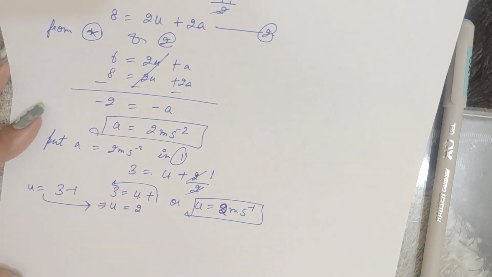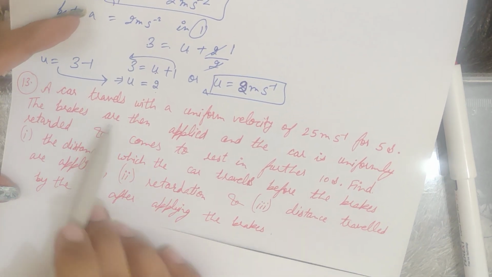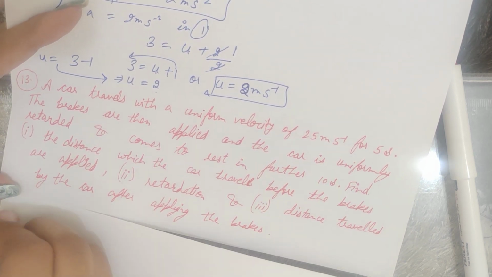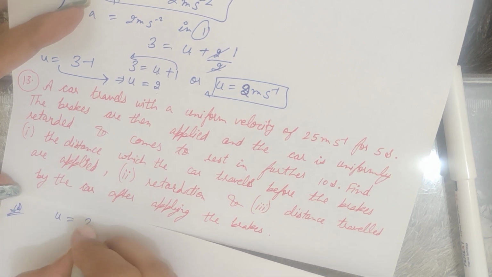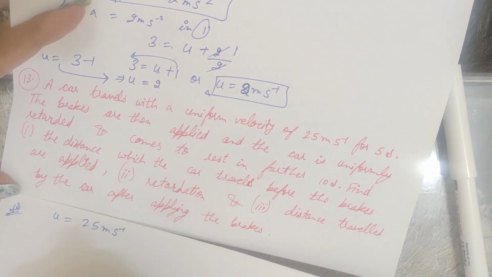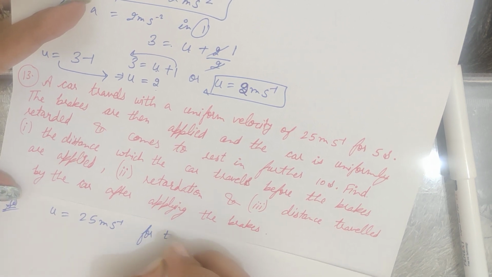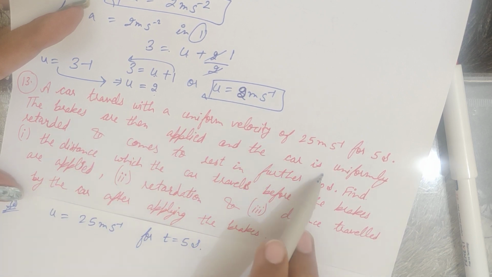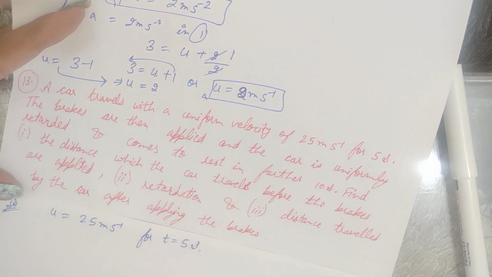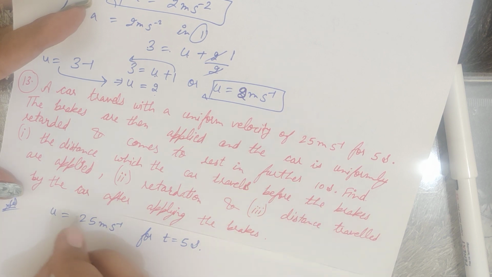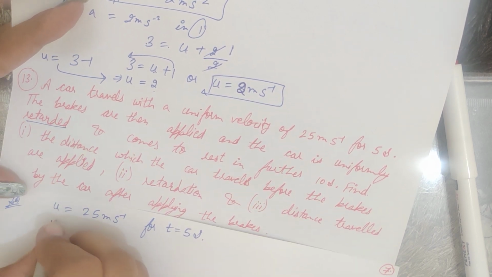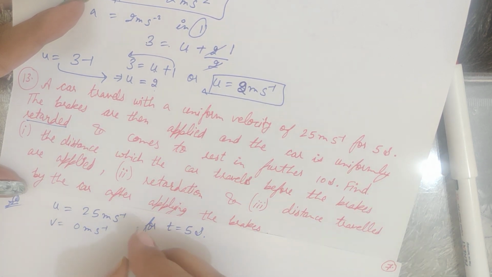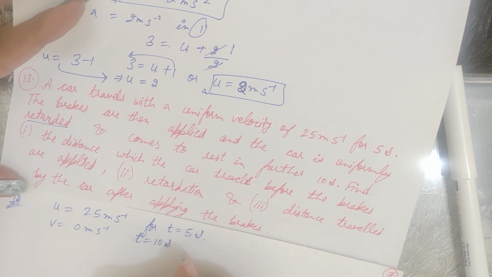Now numerical number 13. A car travels with a uniform velocity of 25 meter per second. The car is traveling with uniform velocity 25 meter per second for t equal to 5 seconds. Next, the brakes are applied, and the car is uniformly retarded and comes to rest in a further 10 seconds. Means retardation is used here, and at t equal to 10 seconds the car is at rest.